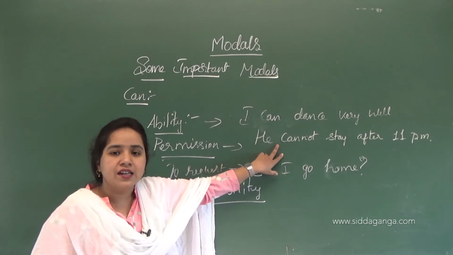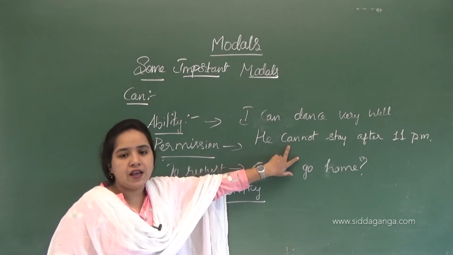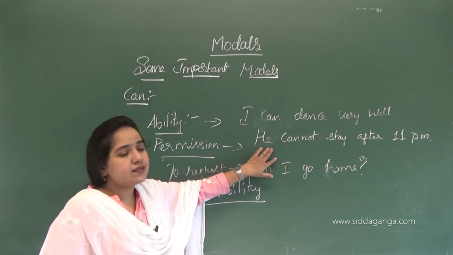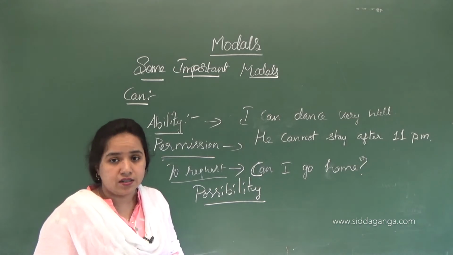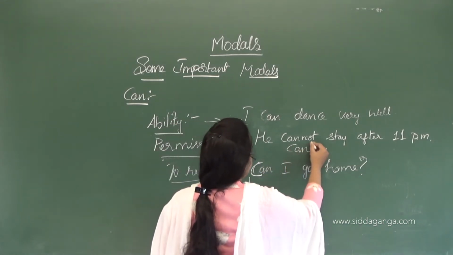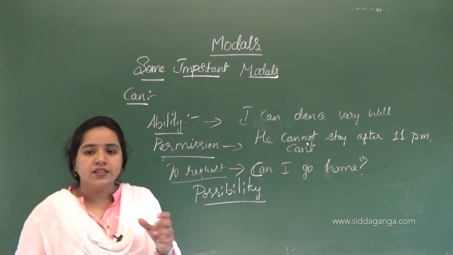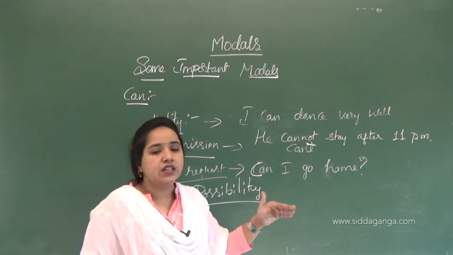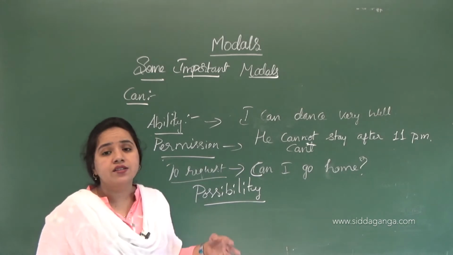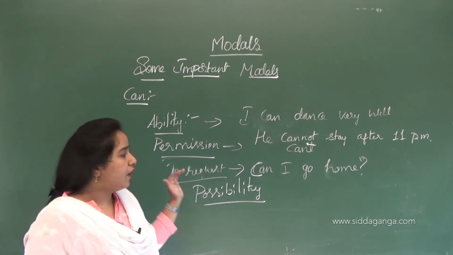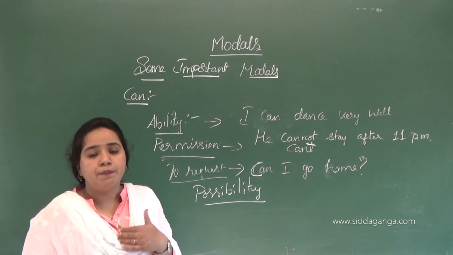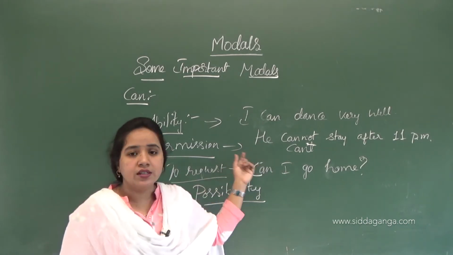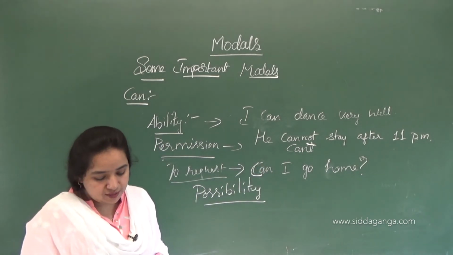If the sentence is in a negative form, we use can plus not, that means cannot. In short form, that becomes can't, the contracted form. He can't stay after 11 p.m. You may also use he cannot stay after 11 p.m. When we are expecting permission from our parents, whether they give it to us or not, we use can here. That is the modal.